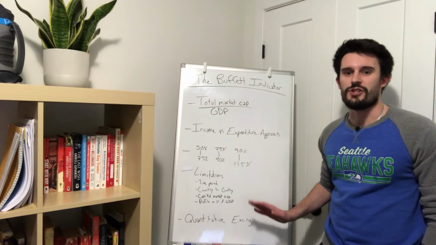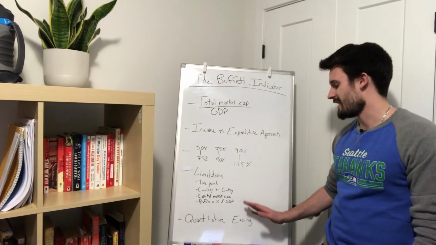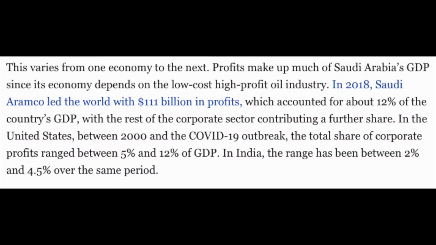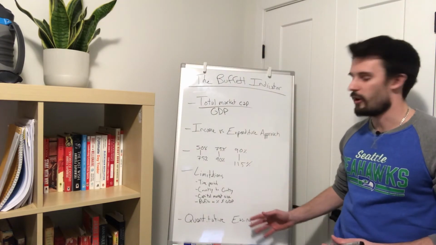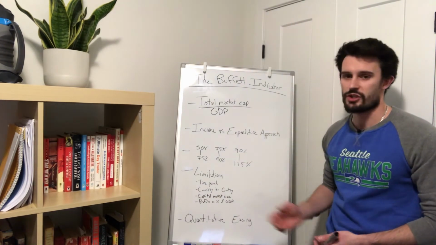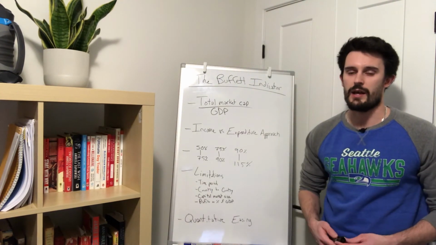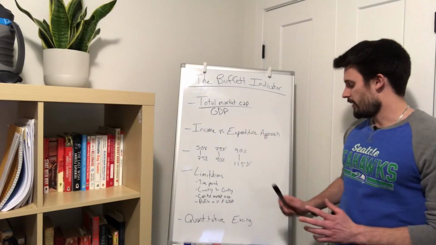Profits as a percentage of GDP is one of the last limitations I want to list here. A good example is Saudi Aramco, the biggest oil company in the world, which contributed something like 12% of corporate profits as a percentage of GDP alone to the corporate profits of Saudi Arabia. In the US, that typically ranges anywhere from 5 to 12%, and in India from 2 to 4.5%. So you can see how that would skew everything, and that also feeds back into the country to country limitation. Every country is going to have its own unique circumstance, which is going to have its own unique Warren Buffett indicator. Now, my thoughts, okay?